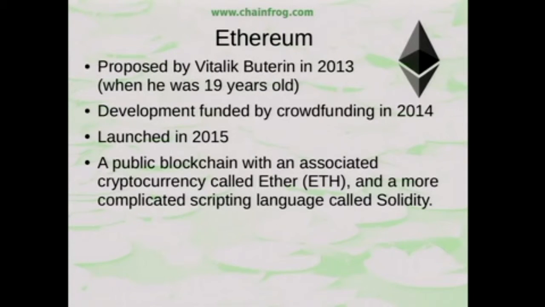So Ethereum was invented by Vitalik Buterin in 2013. He was 19. So that makes sense. Developed with some crowdfunding in 2014 and launched in 2015. And so that's quite a rapid turnaround, and it's quite a remarkable achievement. And it's a public blockchain, has an associated cryptocurrency called Ether, and it has this scripting language called Solidity, which looks like JavaScript and allows you to do a lot more stuff than Bitcoin scripting.